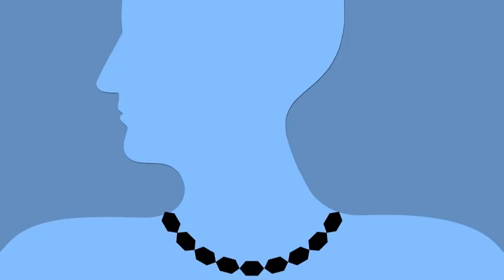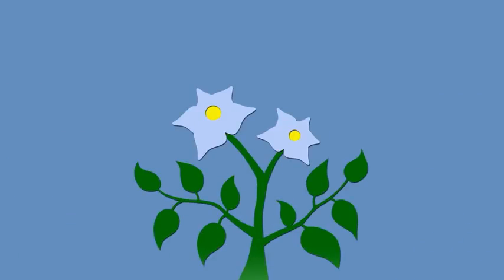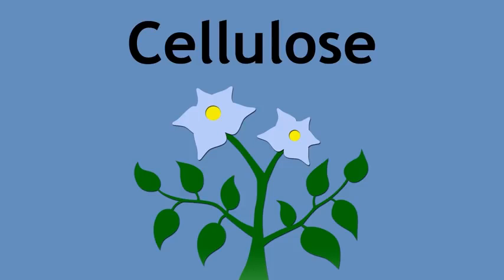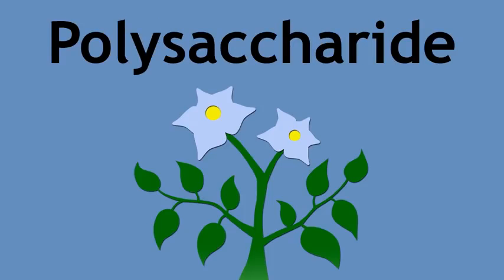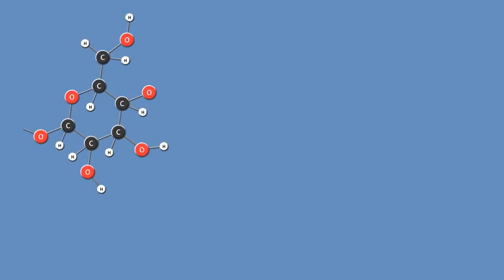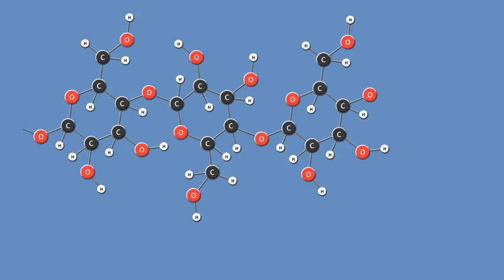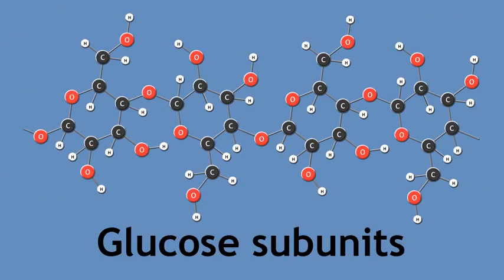Let's have a look at this potato plant right here. Notice how it is standing upright without any support. This is due to a polymer known as cellulose. To be correct, this is a polysaccharide, a polymer made of many repeating sugar, or specifically glucose subunits.